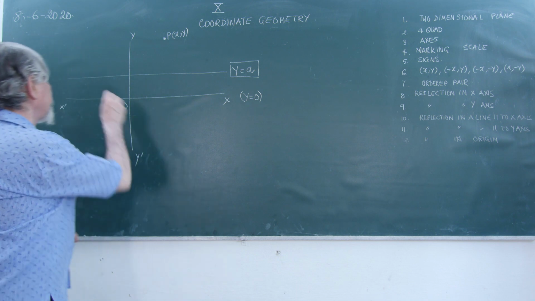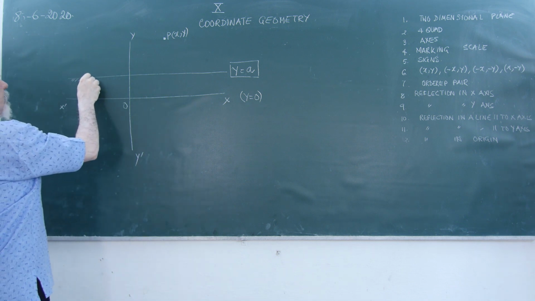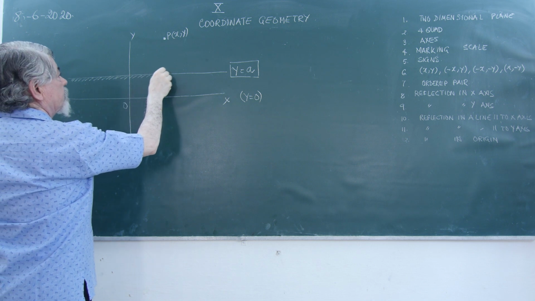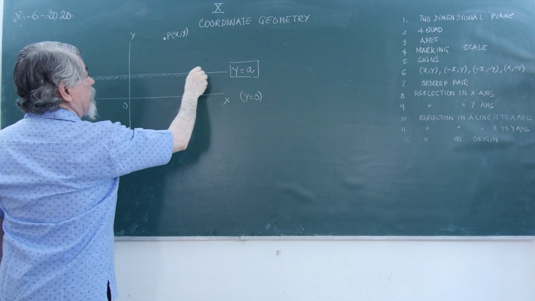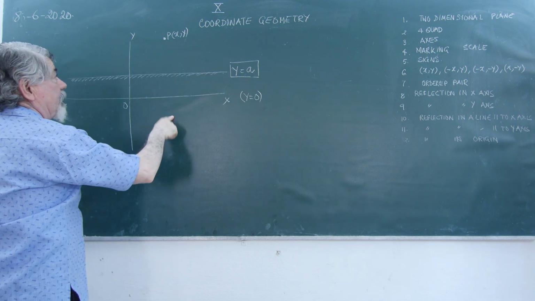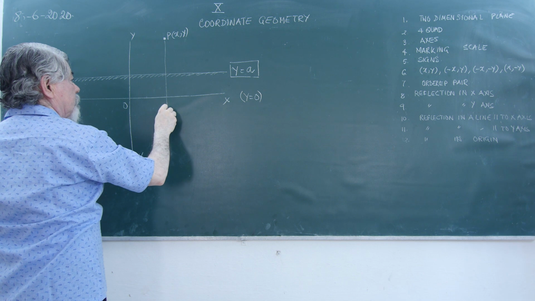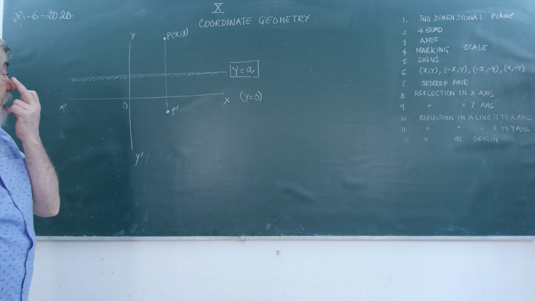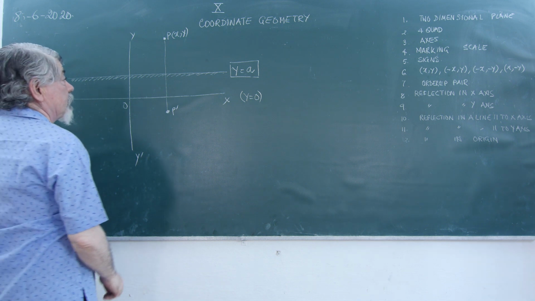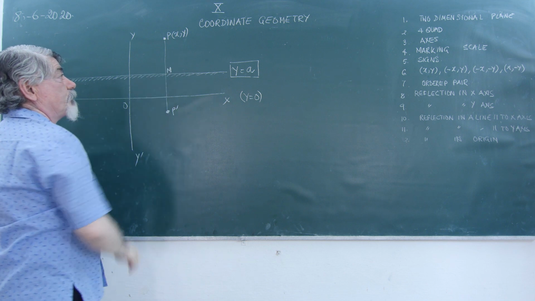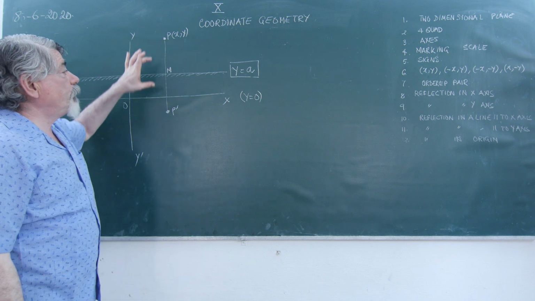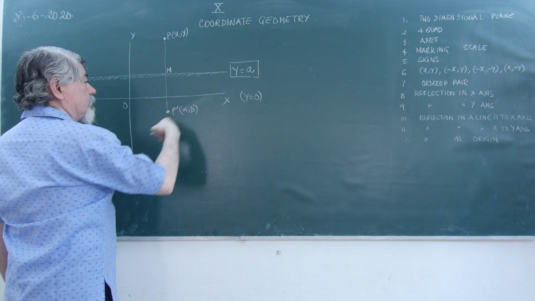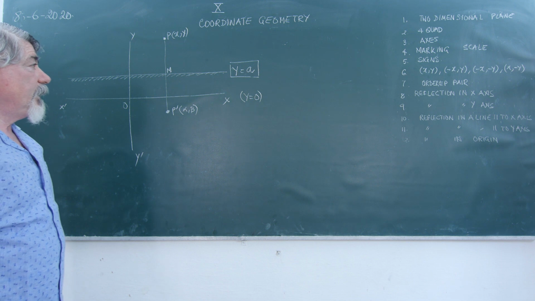The principle remains the same. This line becomes your mirror. Now its reflection in this line will come somewhere here, suppose. P becomes P dash. Now this point is M. M will be the midpoint of PP dash. Suppose P dash is (alpha, beta).